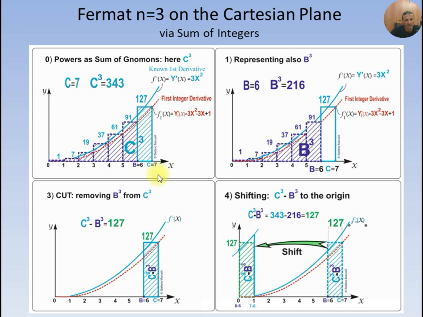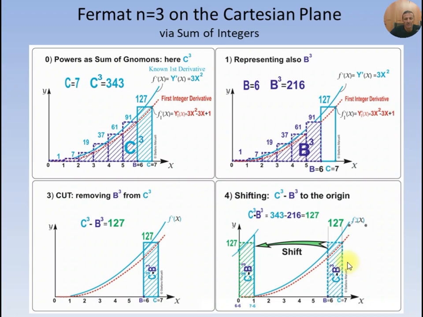So this is c cubed, this is b cubed, so immediately we can cut b cubed from c cubed, having this one, of course, in the example a equal to 5, b equal to 6, and c equal to 7. And what we can do with the known rules is the shift, so we can put this column close to the 0. But these are all the things we can do with the known rules.